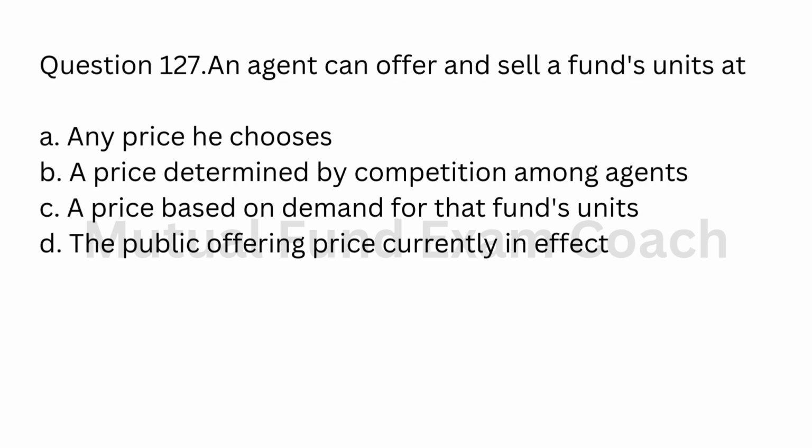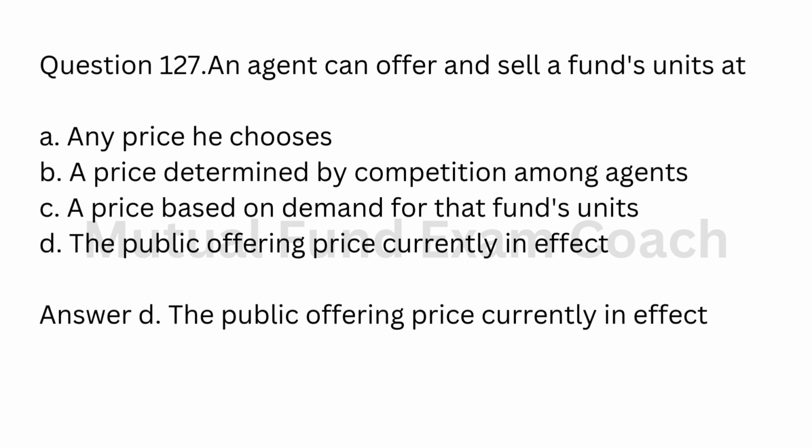Question 127 (repeated numbering). An agent can offer and sell a fund's units at A. Any price he chooses. B. A price determined by competition among agents. C. A price based on demand for that fund's units. D. The public offering price currently in effect. Answer D. The public offering price currently in effect.